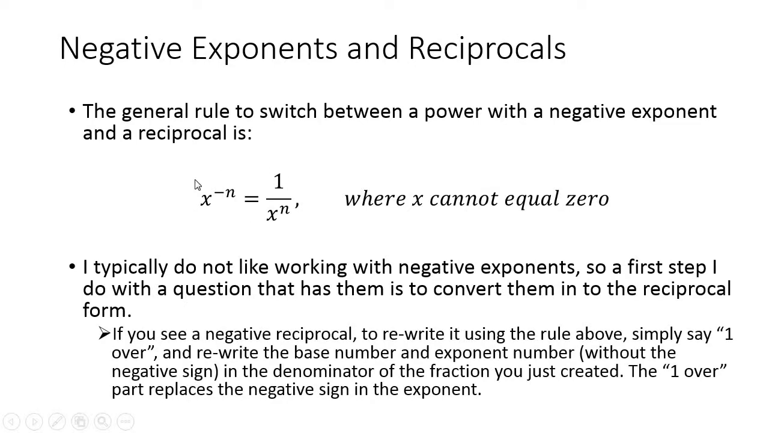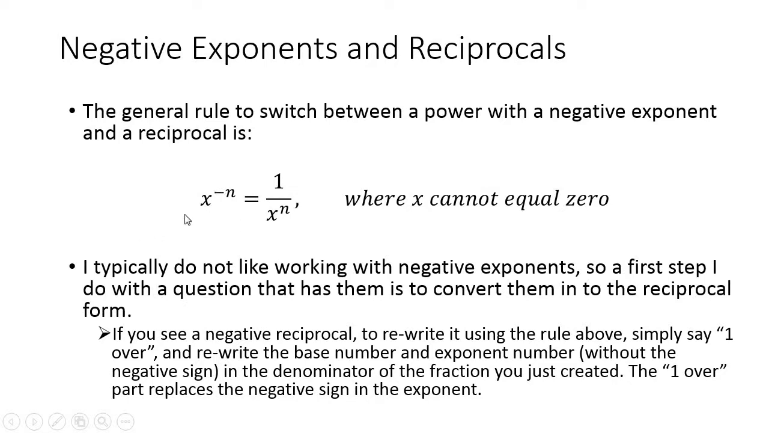So let's try to put this into more basic English, a more basic rule in everyday language. If you see a negative exponent, to rewrite it using the rule above, simply say 1 over. Literally just say 1 over to yourself, and you can write 1 over, so 1 divided by, and rewrite the base number and exponent number without the negative sign in the denominator of the fraction you just created. The base number in this case is the x, the exponent is n, so we rewrite those two in the denominator. We don't actually get rid of anything here except the negative, with the 1 divided by.